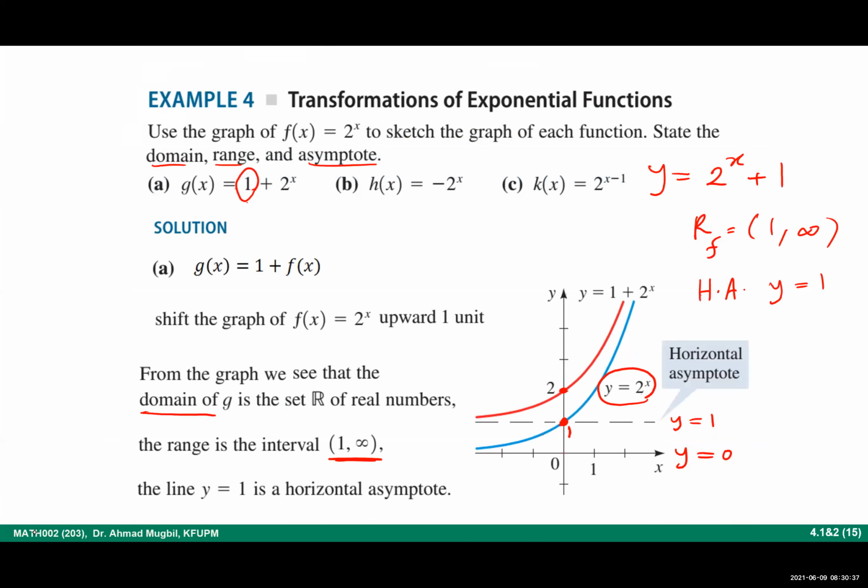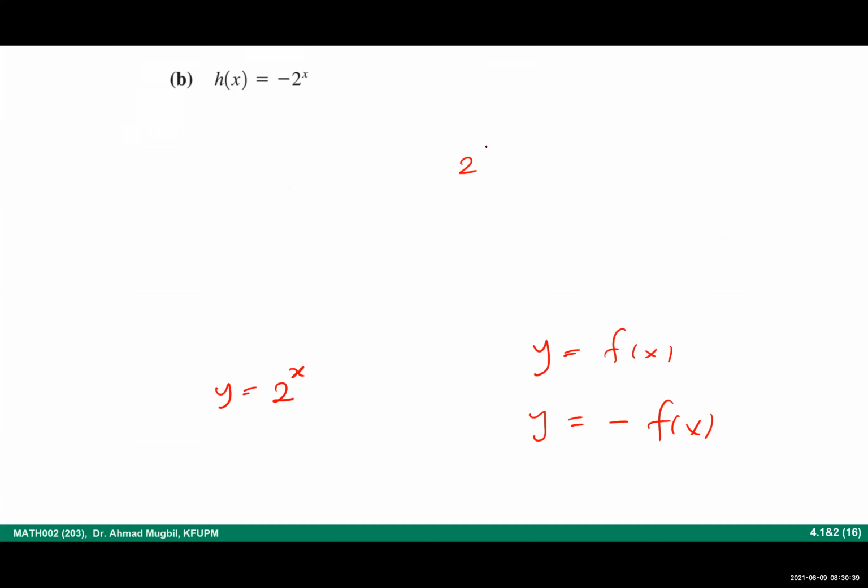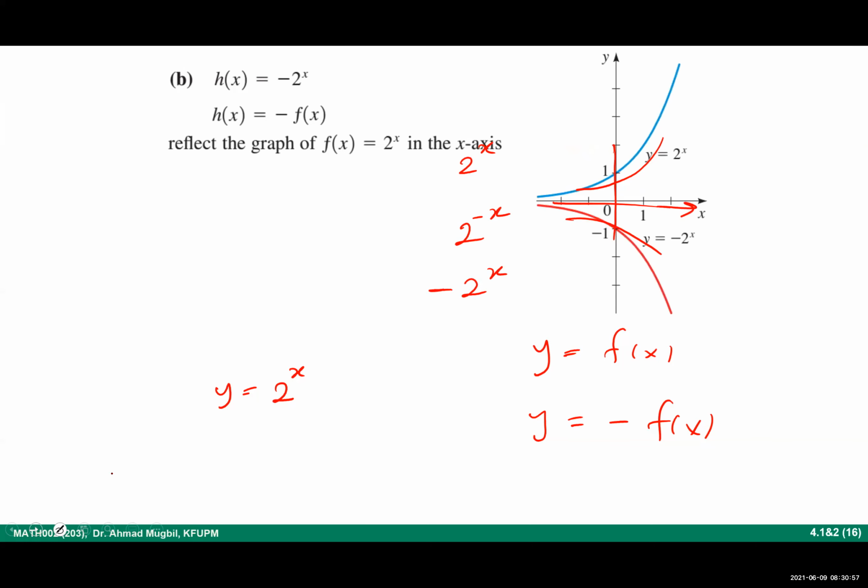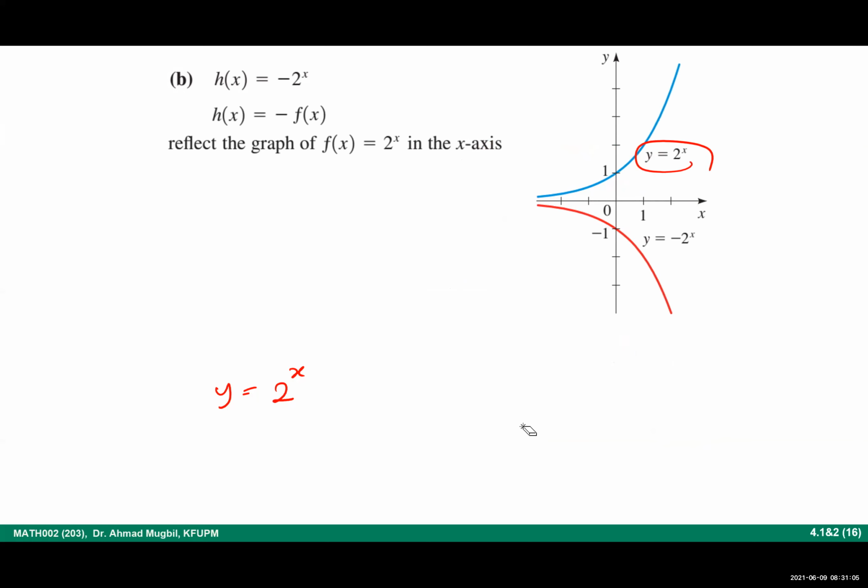So let me confirm that again. If we have 2 to the power x, this is its graph. If we change it to 2 to the power negative x, it will be reflected on the y-axis. It will be like this. But if we take 2 to the power x and make all of it negative, it will be reflected like this on the x-axis. So for this function, we have the following. This is 2 to the power x. Now it will be reflected in the x-axis. It is easy, ya shabab.